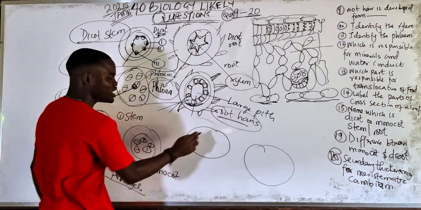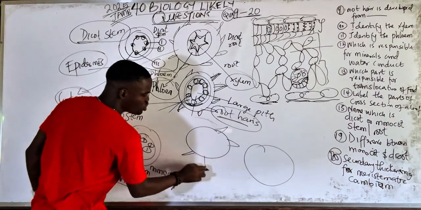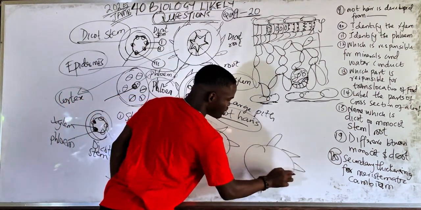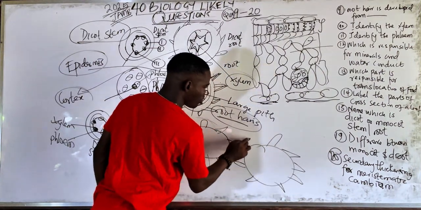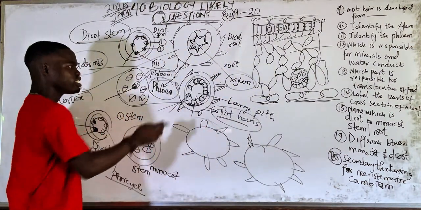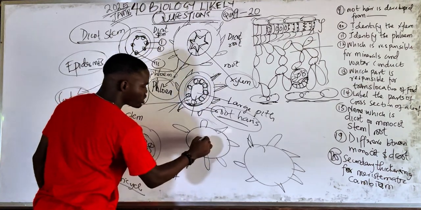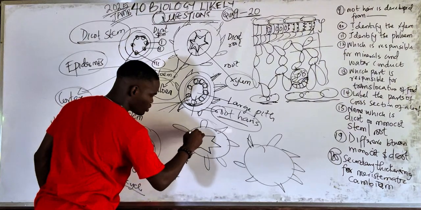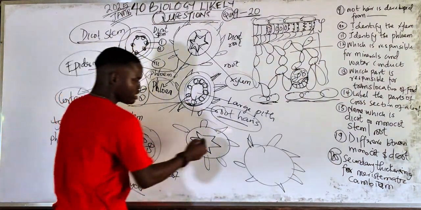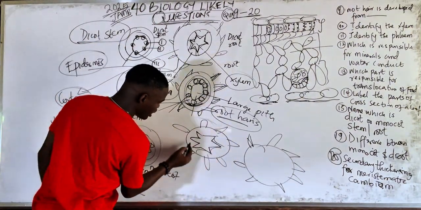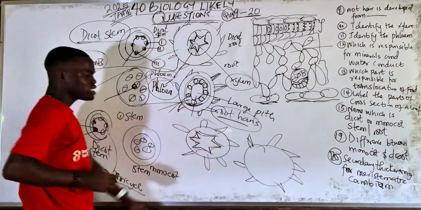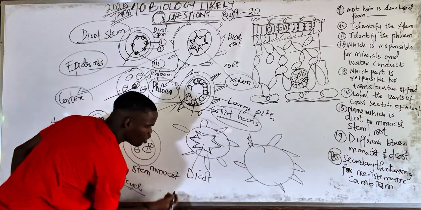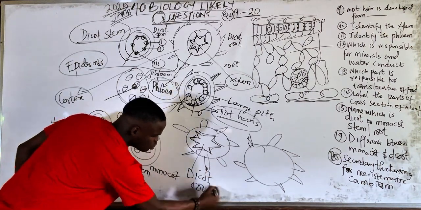Now, if you have roots, the first thing I want to come to your mind is that roots must have what we call root hairs. Root hairs. Now, the next thing is that you can have what we call a star. You understand? Then we can have this inside. Because it has a star, and because it has root hairs, it will be dicot root.